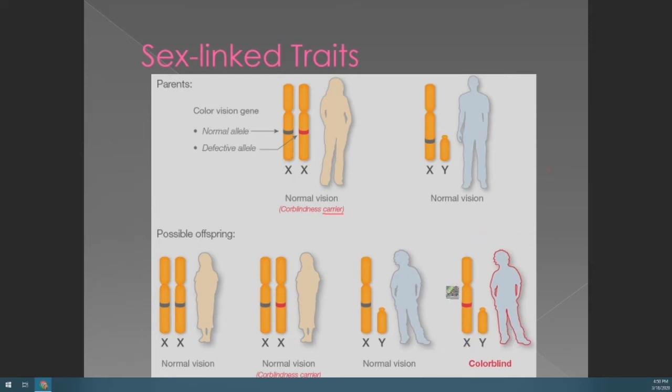And now we come to this final child. Once again, another male, XY. He got the defective allele from mom and the Y from dad. So what happens with this child is he will be colorblind. That is because he only has that one defective allele. And with no other allele to balance it out, he's going to show this colorblind trait.